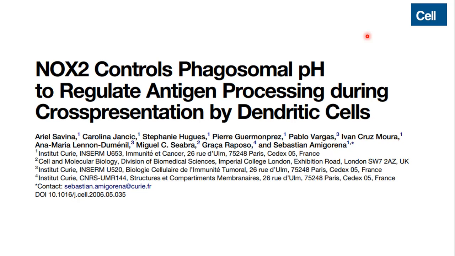Hello, my name is Manuela, and I'm going to present you an article about how the phagosomal environment determines antigen degradation and presentation. This article is from Cell, and it says that NOX2 controls phagosomal pH to regulate antigen processing during cross-presentation by dendritic cells.